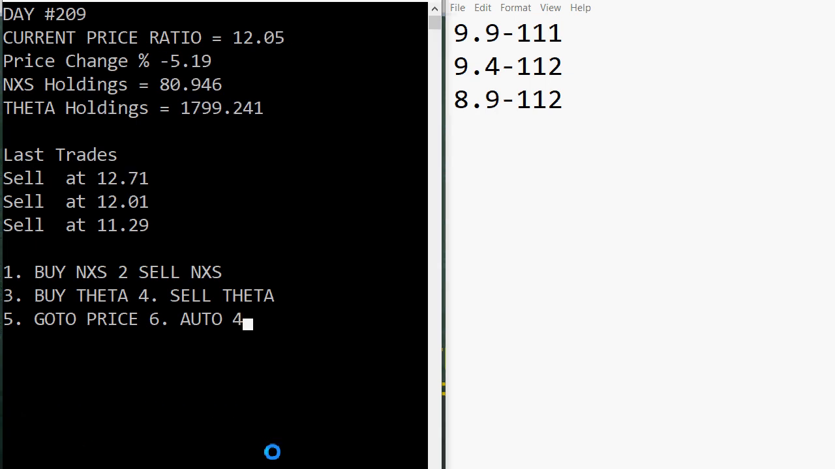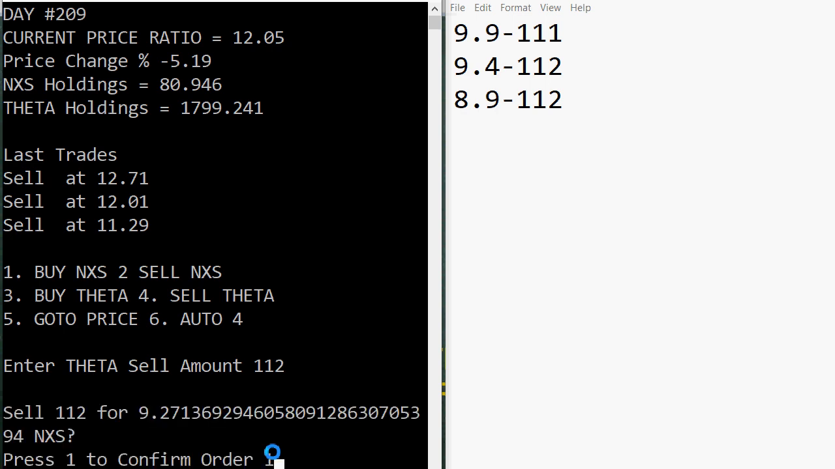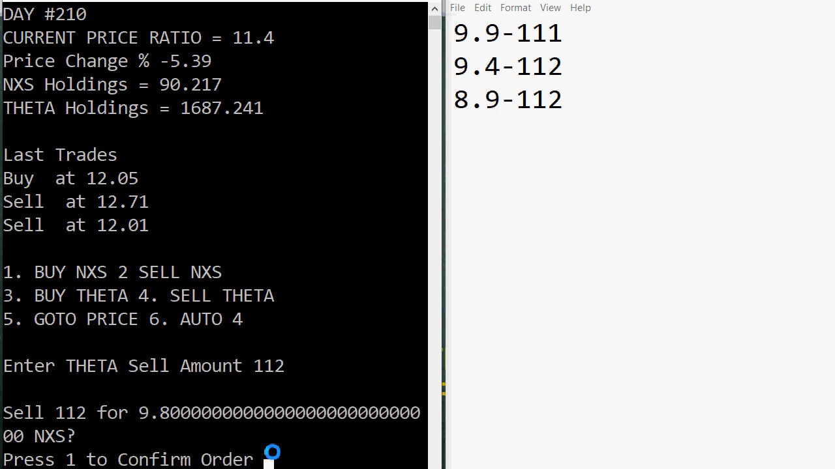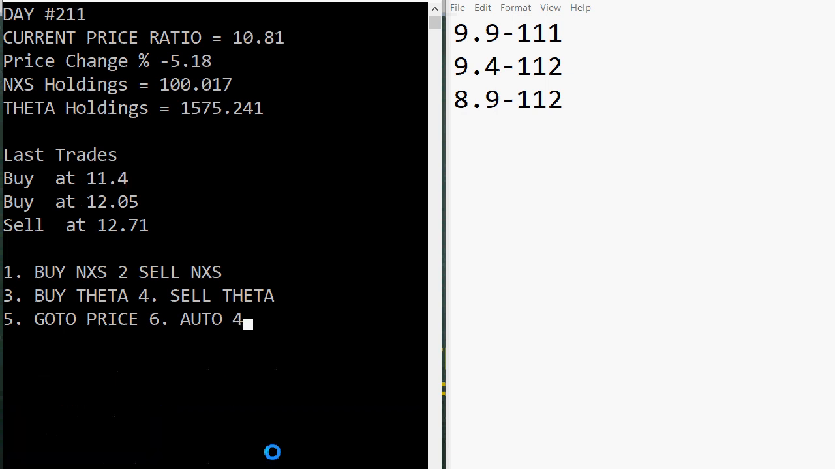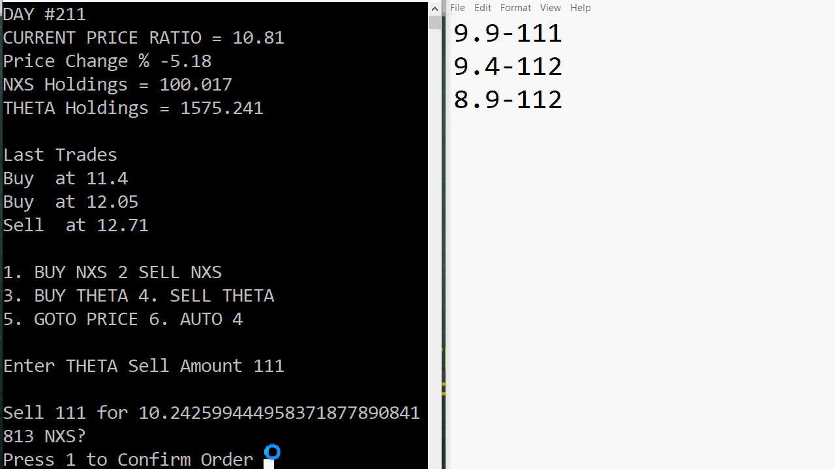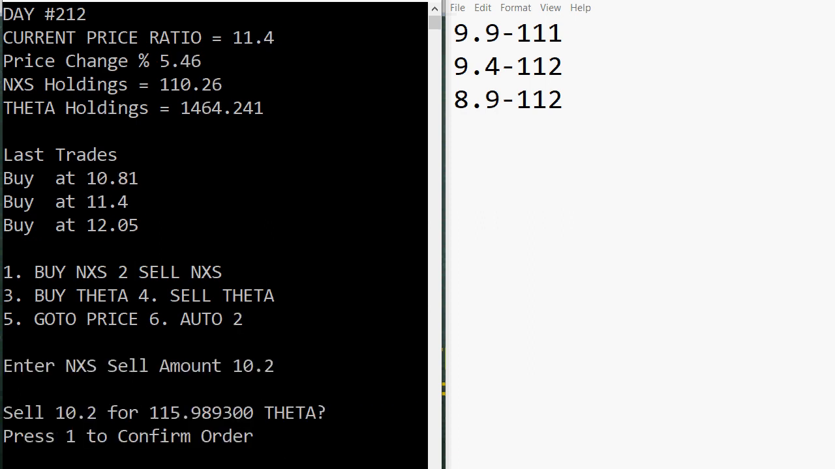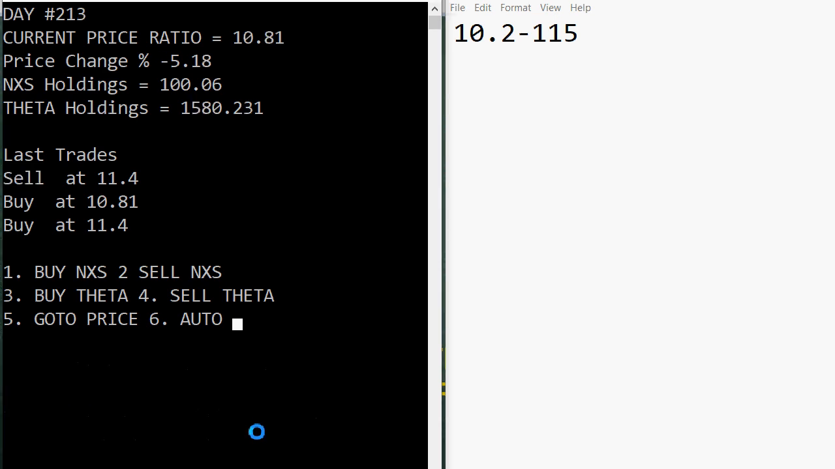Down 5%, so we're at 112. That would bring us to 9.2. But we're going to do the one above that for the 9.4, which is actually now 9.8. And the 111 to clear would give us 10.2. So why don't we sell 10.2 here? And pick up 115. Really 116, but I like the rounding, adding extra inventory microscopically over time.